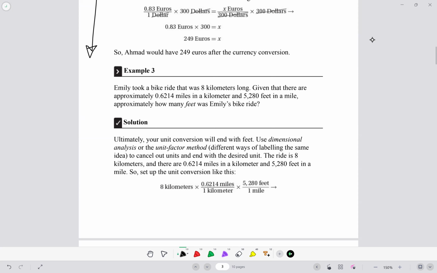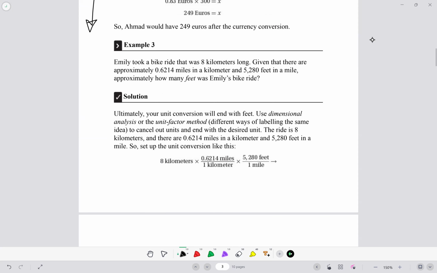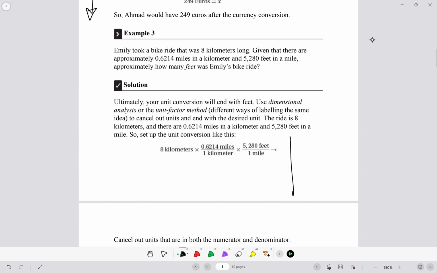Okay, so the question is basically asking us to find feet. How many feet? But in the problem statement, we are given kilometers. So approximately how many feet was Emily's bike ride?